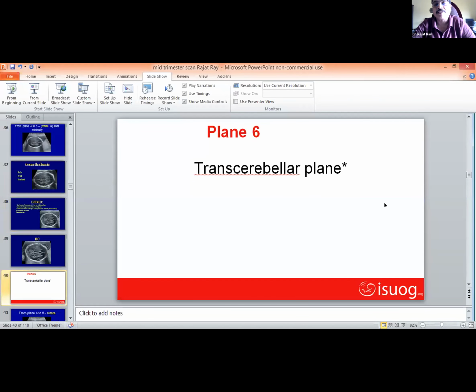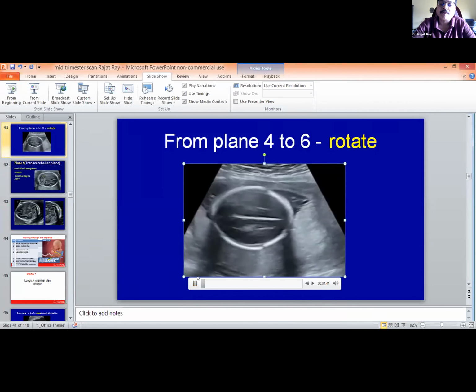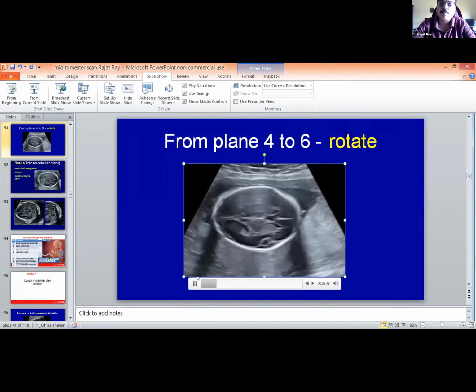Then plane 6, the transcerebellar plane. Again from 4 to 6. From transventricular to transcerebellar plane, you have to slightly rotate your probe. So I am rotating my probe.